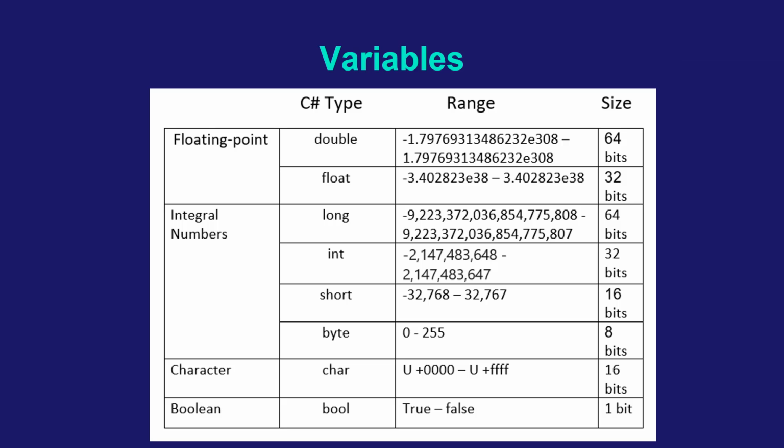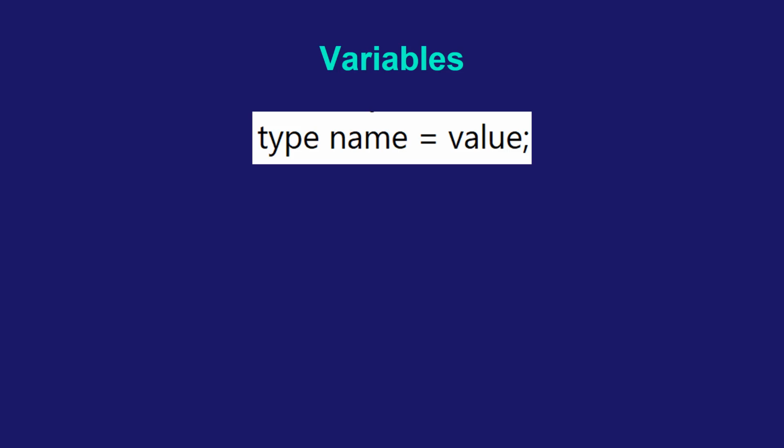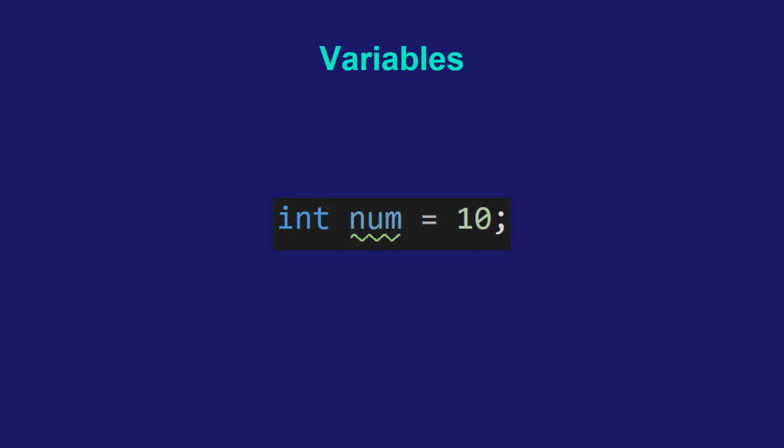Variables are containers for storing data values. The ones on the screen are primitive data types, and each one is for storing a different data value. The C# syntax to declare a variable is type name equals value. For example, int num equals 10, double num equals 3.5, char myChar equals a, bool equals false, and float num equals 12.2f. Notice that defining a float requires an explicit f letter after the number.